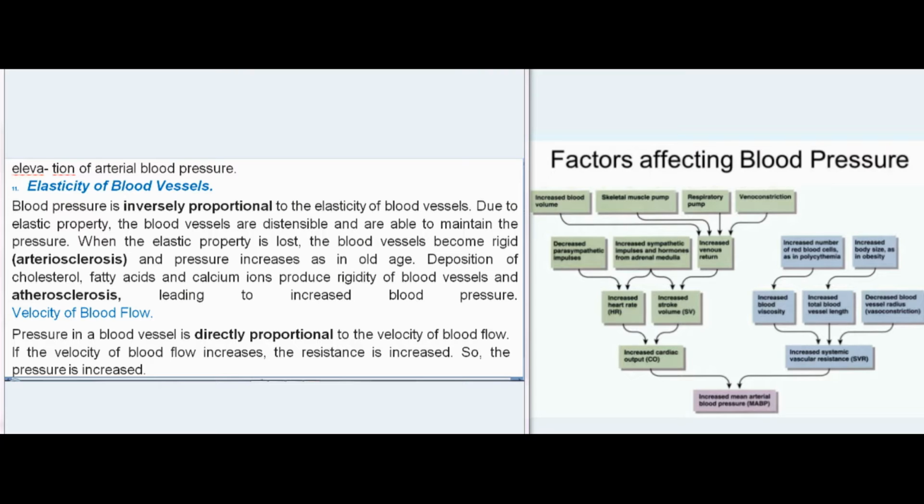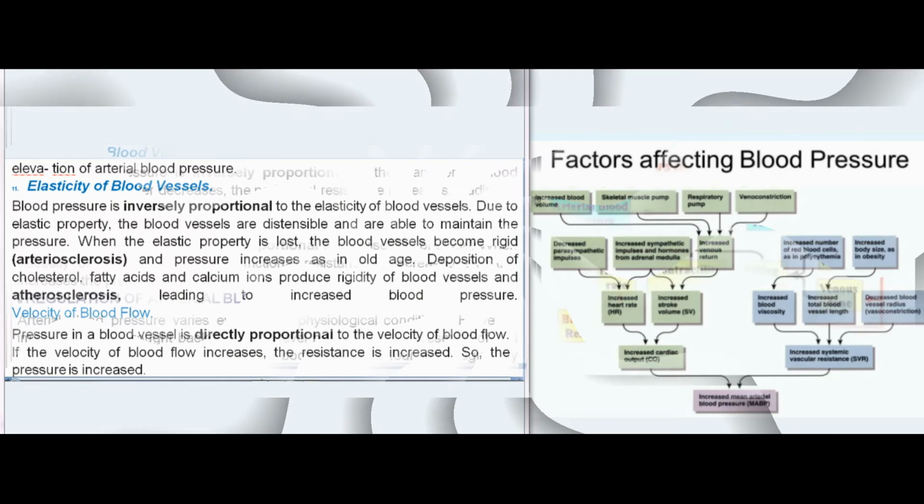Velocity of blood flow. Pressure in a blood vessel is directly proportional to the velocity of blood flow. If the velocity of blood flow increases, the resistance is increased. So, the pressure is increased.